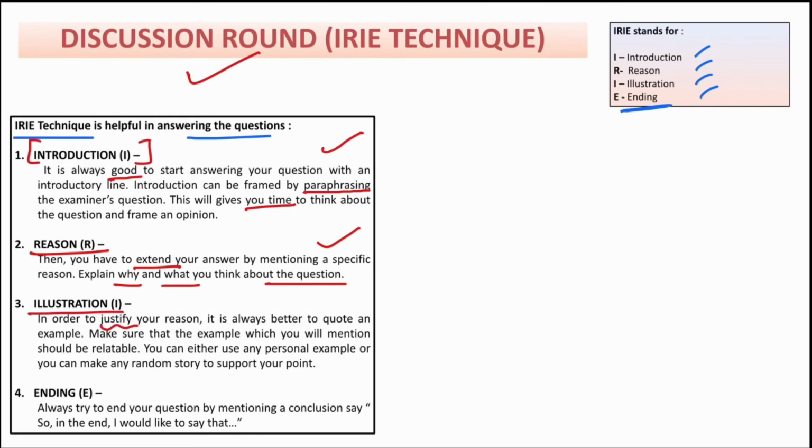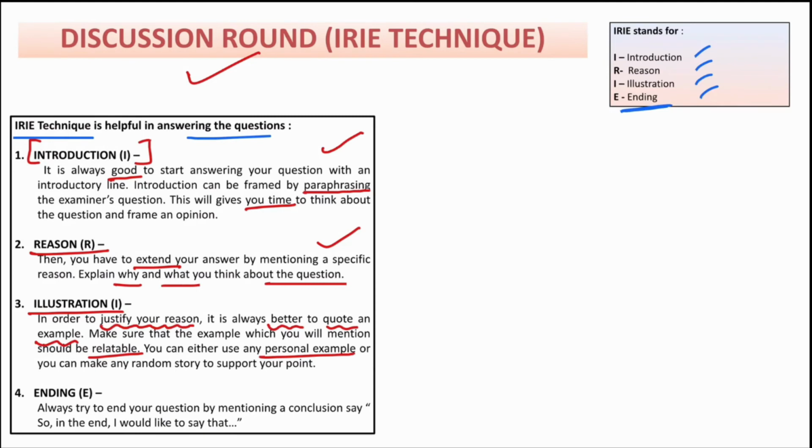In order to justify your reason, whatever you are giving, it's always better to quote an example. Make sure that the example which you are giving should be relatable. Like some of the students, if it is asked about the internet, just talk about the computers in the example, so it's not matched up and it's not relatable. You have to relate the sentences with the example, with the reason, and it should be interrelated, right?